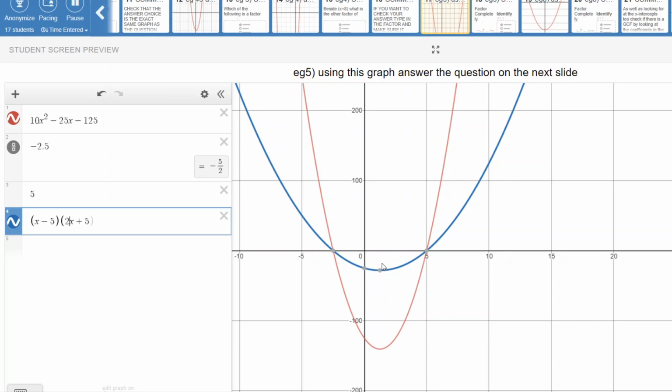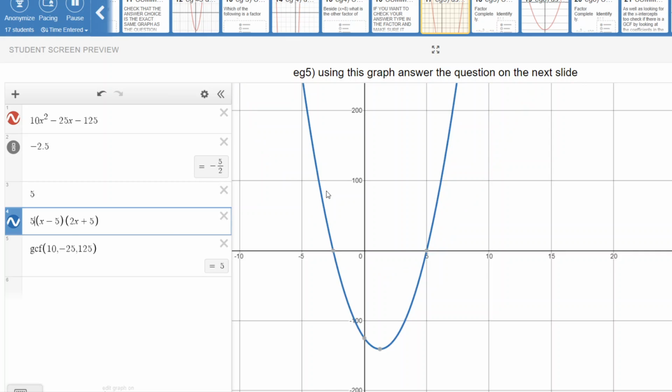Now, you'll notice this is not exactly the same picture. So I know this is not exactly the correct answer. But notice it does go through the intercepts, which is kind of what we're trying to do. And the reason it doesn't go through is there's a GCF this time. If you look at those numbers at the top and actually check the GCF of 10, negative 25, and negative 125, you'll see that the answer is 5. And if we put a 5 at the start of our answer, look what happens. It changes it to exactly the correct answer.